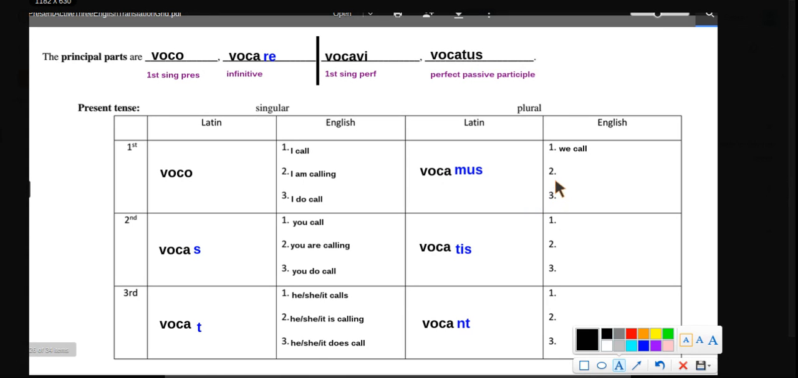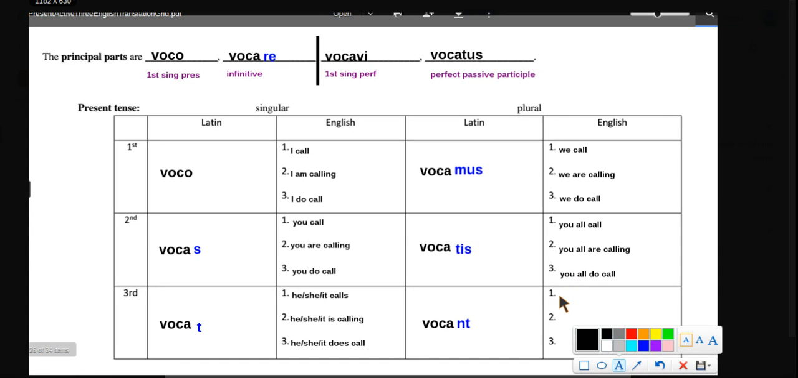Coming to vocamus, your mus ending is like the we pronoun in English, so first plural. So we call, we are calling, or we do call. Our second plural is you all. Since it's plural, it simply means you are addressing more than one person. So vocas would be addressed to one person, vocatis, more than one. And we translate that in English, you all call, you all are calling, or you all do call.